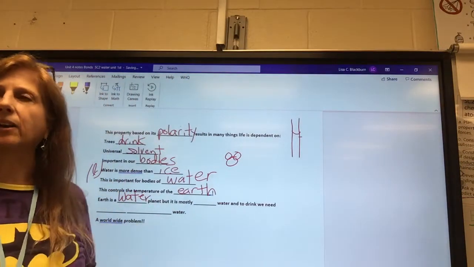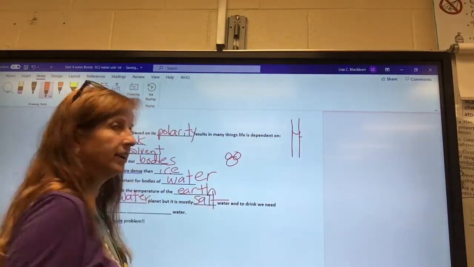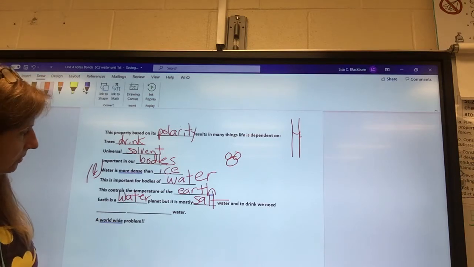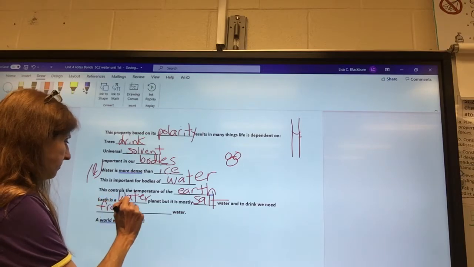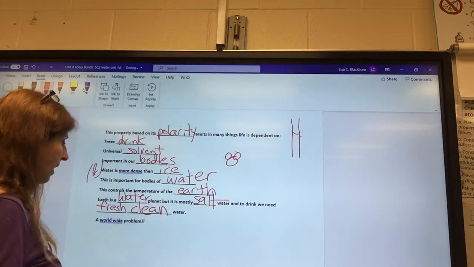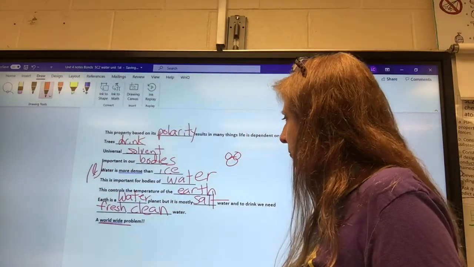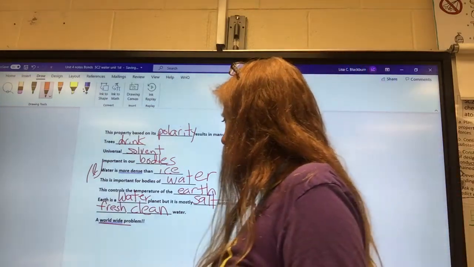But it's mostly what kind of water? Salt water, which is very good for us having life and the fish and all that. But we need water to drink. We need fresh water. We need fresh, clean water. And this is a worldwide problem, and that's our STEM problem, is even though we have plenty of water, we are the water planet, we don't have enough to drink.